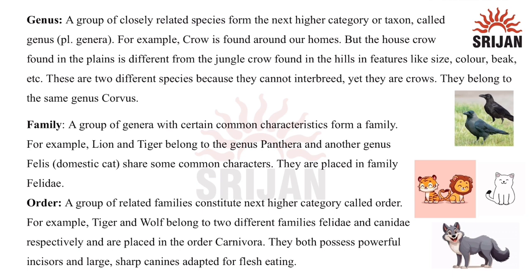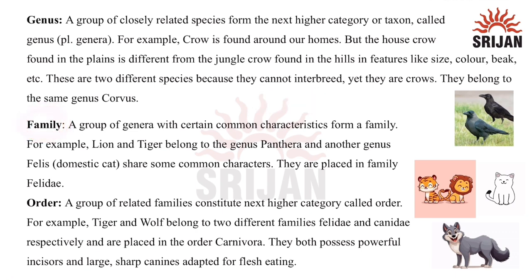Okay. Now you can see that there are two types of crow, one which is found in our houses and another which is found in the jungle. They are different, like they have different features: the size, color, beak, etc. are different, and these two species cannot interbreed with each other. As you can see in the picture as well, the clear difference, yet they both are known as crow and they belong to the same genus, that is Corvus.